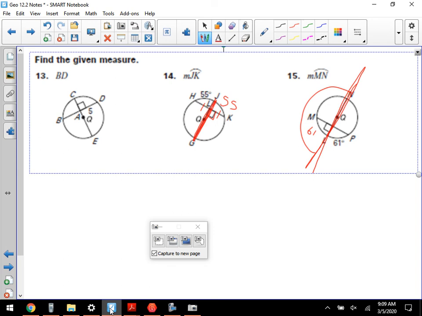There you go. What Christian did is he was going around the whole circle. He believed that the other two arcs would also be the same, so they would work out this way. All right.